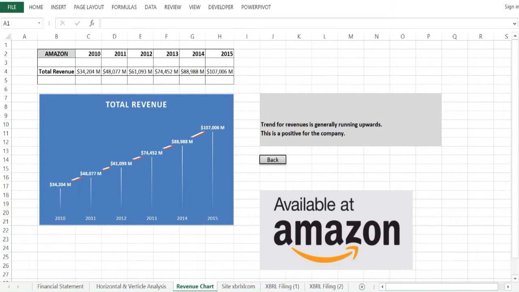My presentation is going to be based upon Amazon's income statement from 2010 to 2015. I am going to present the financial statements, the ratios, and the trend charts. The purpose of the presentation is to demonstrate the use of XBRL tagged financial statements, the use of VBA code, the use of macros, VLOOKUP, and chart design.